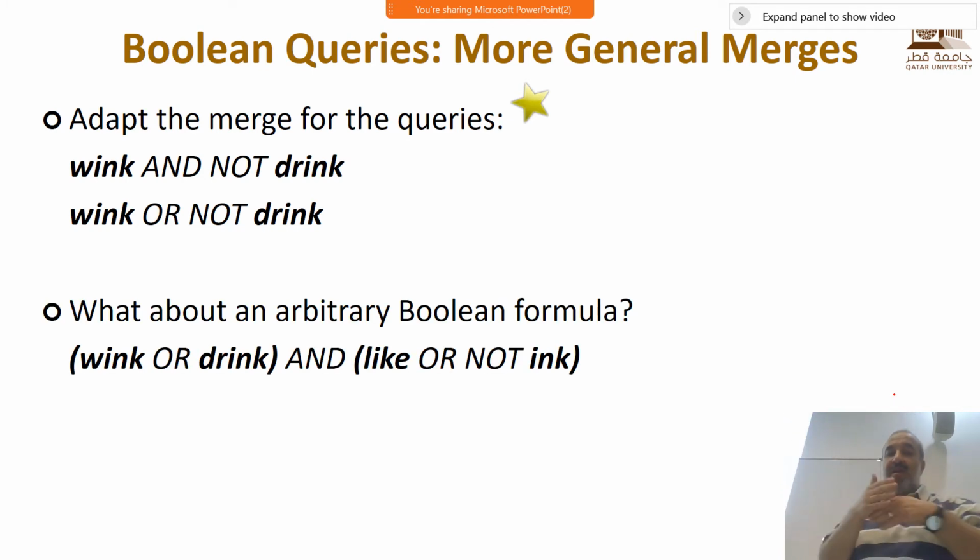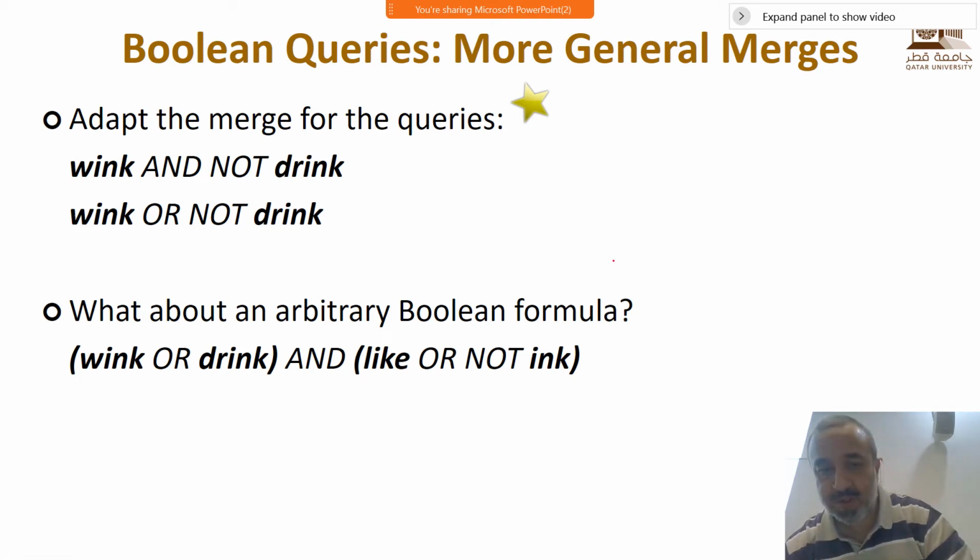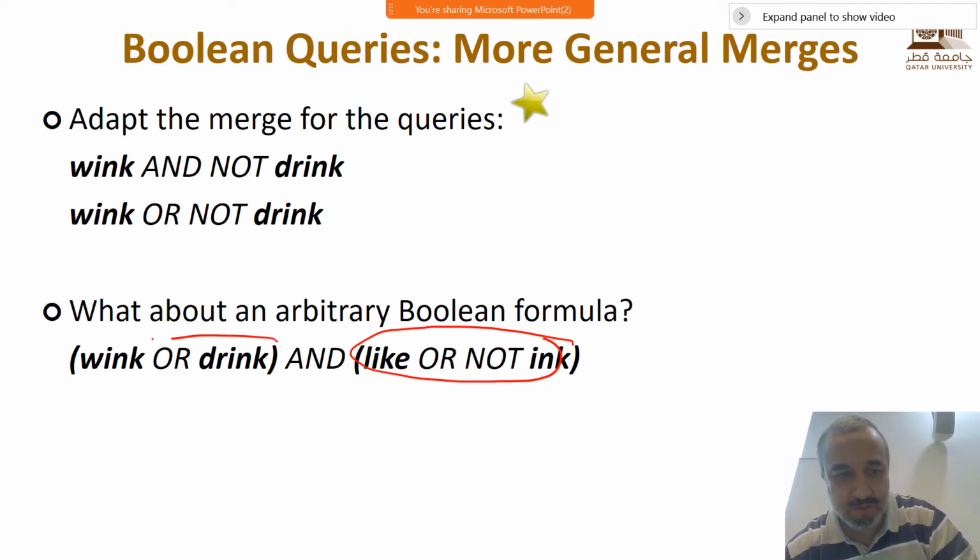Also, what about an arbitrary Boolean expression? Something like wink or drink and, or not ink. How would you do that? Yeah, it's modular now, right? So we'll do the operations with the specific order of the Boolean expressions. Every operation will provide to us posting lists, so that will be an input to the next operation. So for example here, let's say that OR NOT is an operation. So we'll get 1 posting list out of this operation and 1 posting list out of this operation.